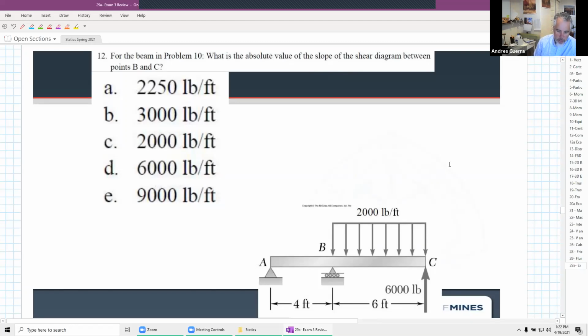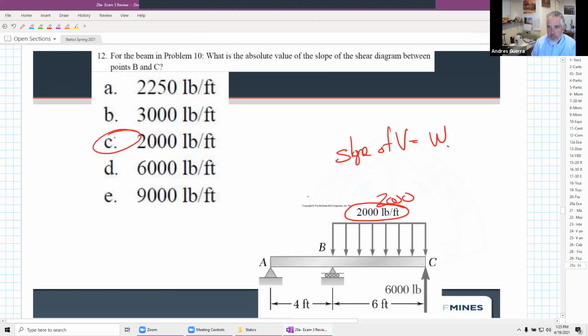Okay, number 12 here. For the beam, what is the absolute value of the slope of the shear diagram between points B and C? So an application of our previous one, the slope of V is equal to W. So between B and C, our W is equal to 2,000 pounds per foot. So that is the slope of the shear diagram.